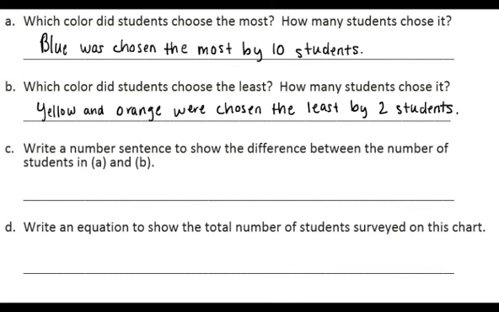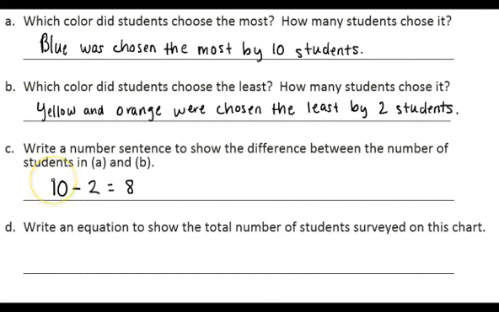Question C says, write a number sentence to show the difference between the number of students in questions A and B. So since there were 10 students who chose blue, and I'll subtract the 2 students who chose yellow, the difference is 8 students.